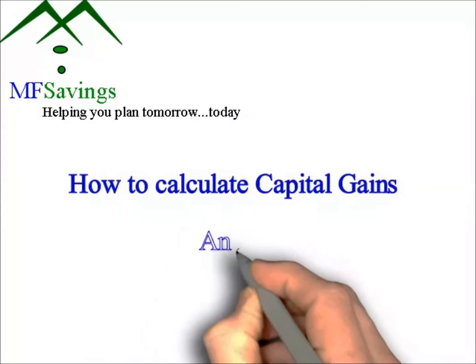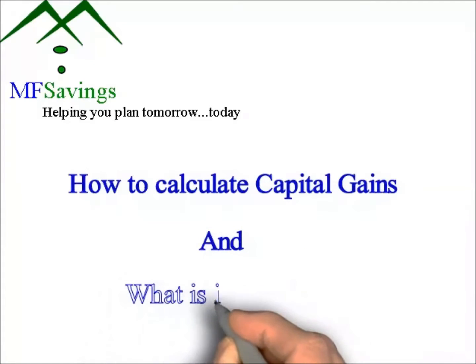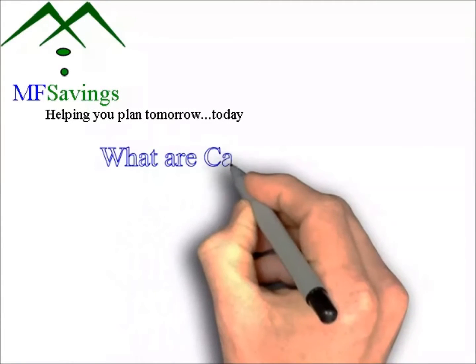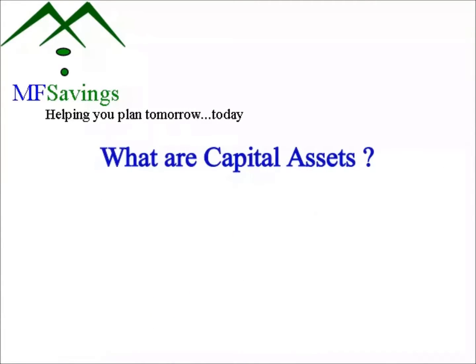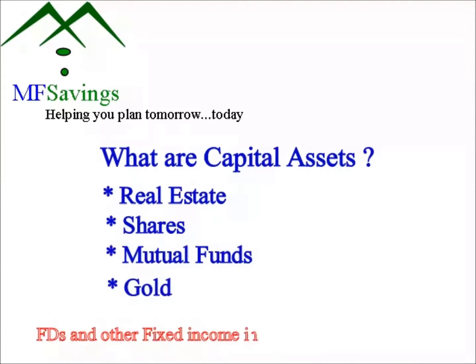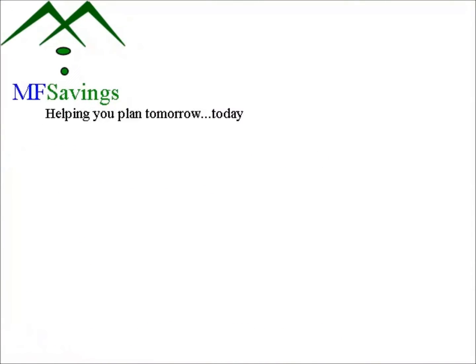In this clip, we'll try to understand how to calculate capital gains and what is indexation. But before, we need to know what are capital assets. Capital assets are the properties which can be held by a person. Some examples are real estate, shares, mutual fund, gold and debt funds. Fixed deposits and other income instruments are not part of it.